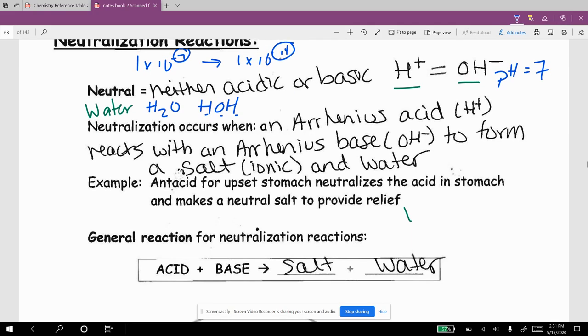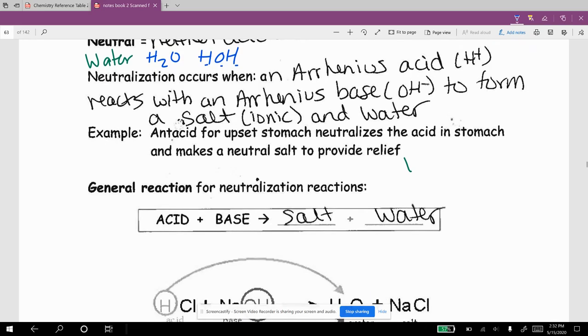Okay, so what is a neutralization reaction? A neutralization reaction is when an Arrhenius acid, our H+, our hydronium ion, reacts with an Arrhenius base, our hydroxide ion, to form a salt, which again is an ionic compound. Remember, ionic compounds are a metal plus a nonmetal, and water.